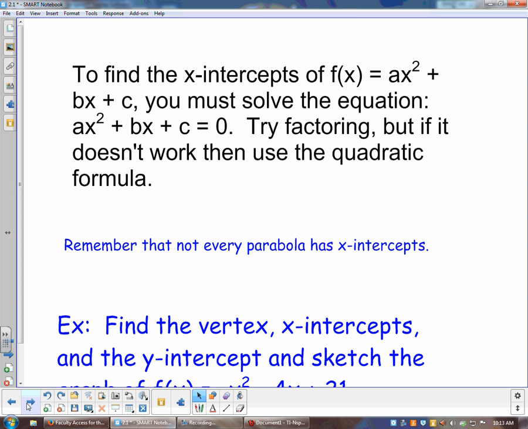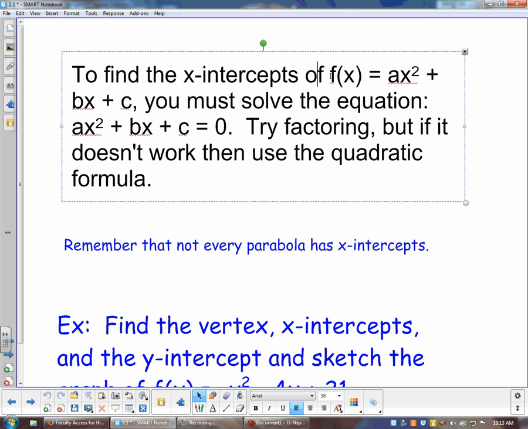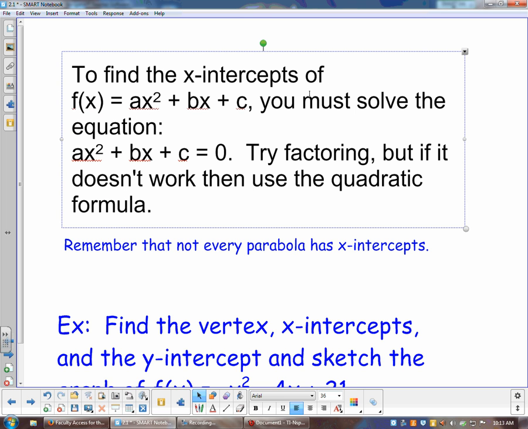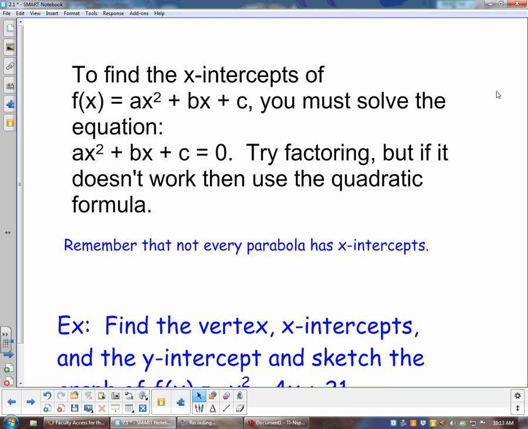To find the x-intercepts, we're switching gears now, not talking about completing the square anymore. Gentlemen, focus. To find the x-intercepts of f of x equaling ax squared plus bx plus c, you must solve the equation ax squared plus bx plus c equals 0. You can try factoring, but if that does not work, then you're going to need to use the quadratic formula, which I know you all know.